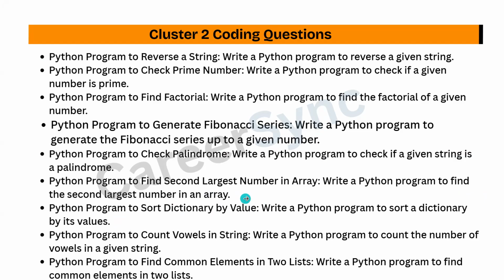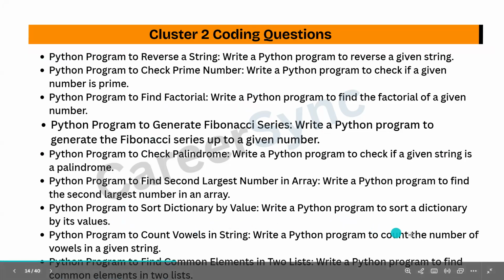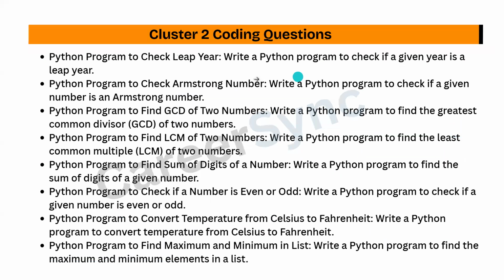Mostly 50 to 60% of questions will be the same in each section, but some questions are different in each section. But Python is very easy, and you can find the questions are easy. Write a Python program to count the number of vowels in a given string. Next, write a Python program to check if the given year is a leap year.